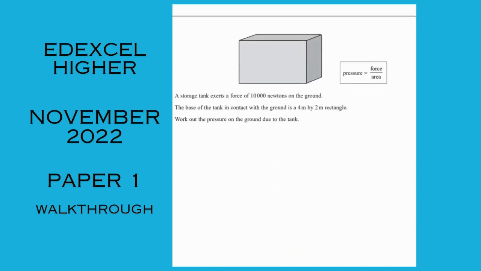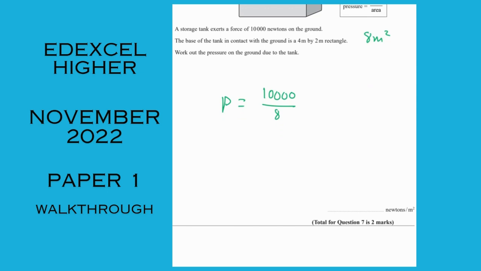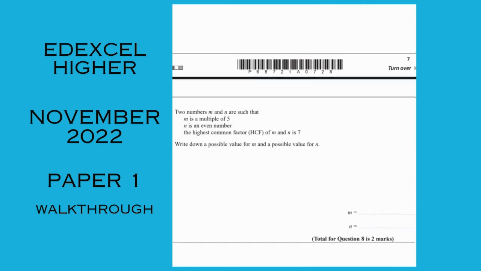Nice one, number 7. As soon as it says area and 4 by 2, you start thinking 4 times 2 is 8. And they've given you the formula. That's all it is. Pressure equals force, 10,000, divided by 8. This has happened a couple of times already. Again, halve it, or get it bus stopped, whichever way works for you. As long as you get 1,250, it's a good method.